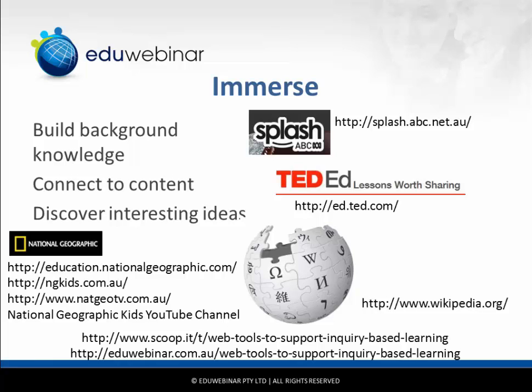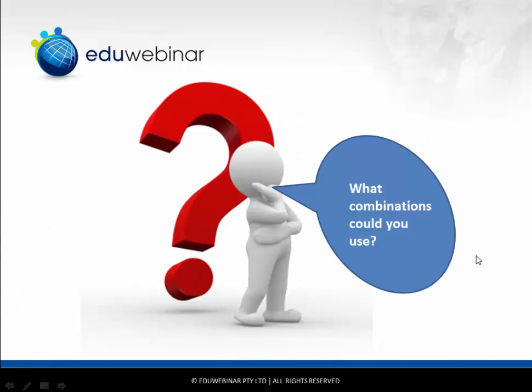So as they're going through looking at using some of these content tools to gain that background knowledge, to make the connection with the topic, these are the tools that you could use. And again, there are other tools that are listed on those two particular websites. So really, what combinations could you use? Well, for example, you could use Popplet with the National Geographic for Kids, for younger students. You could use Padlet with ABC Splash, because on ABC Splash you've got videos, you've got web links, you've got documents, and it is across all year levels and subjects.